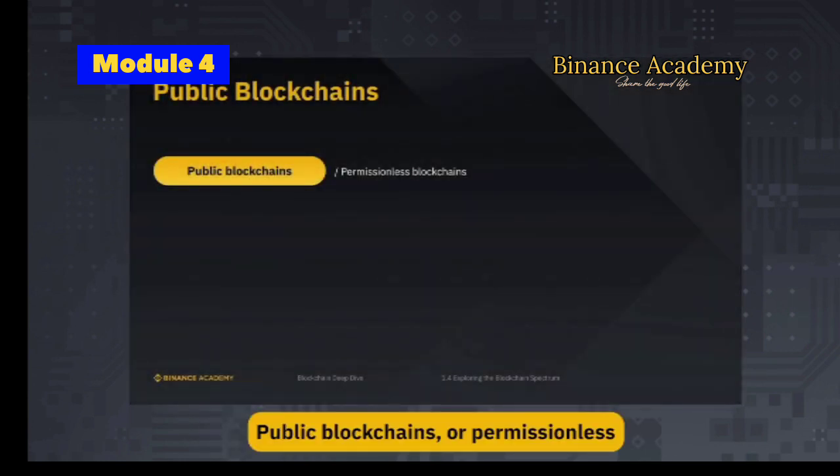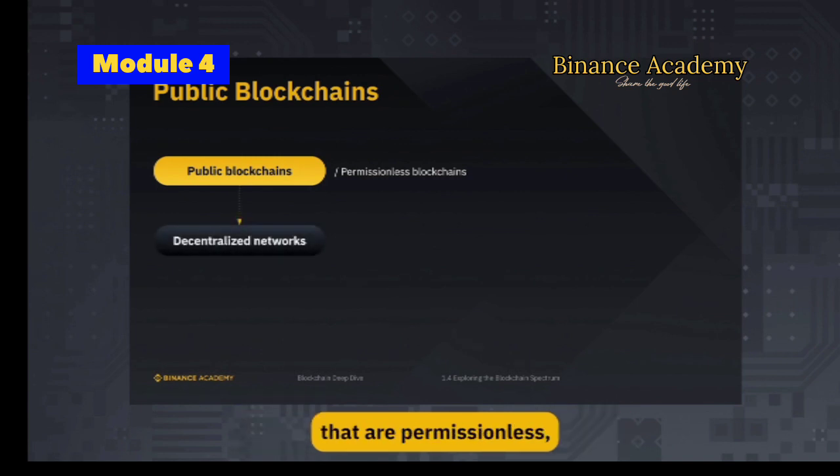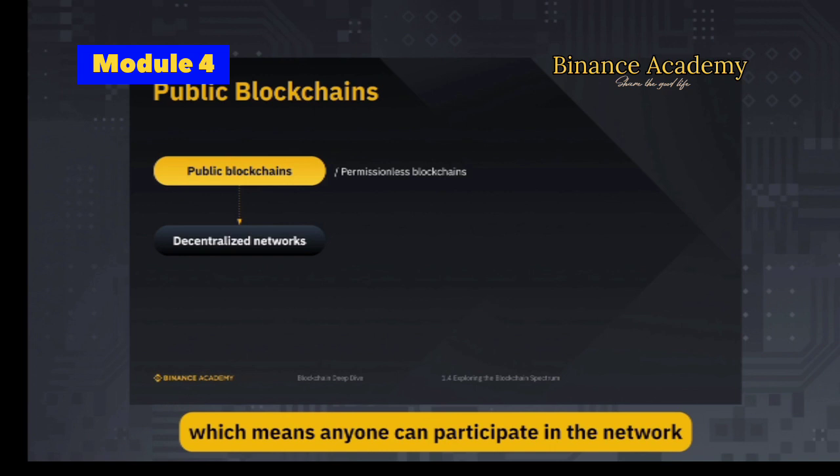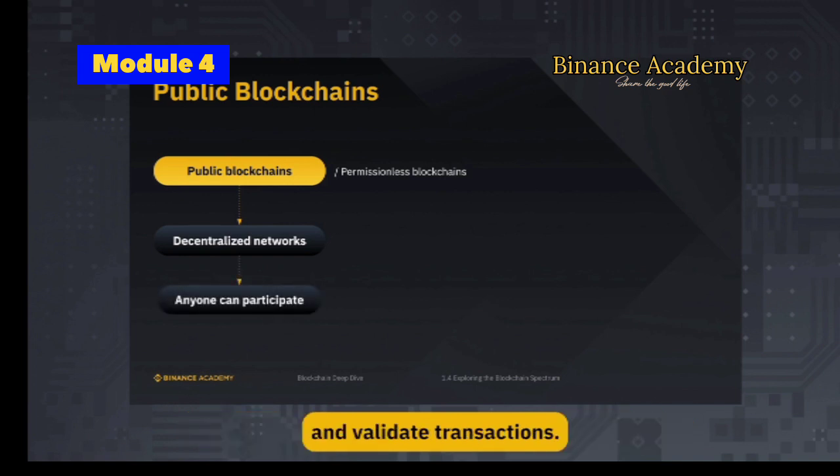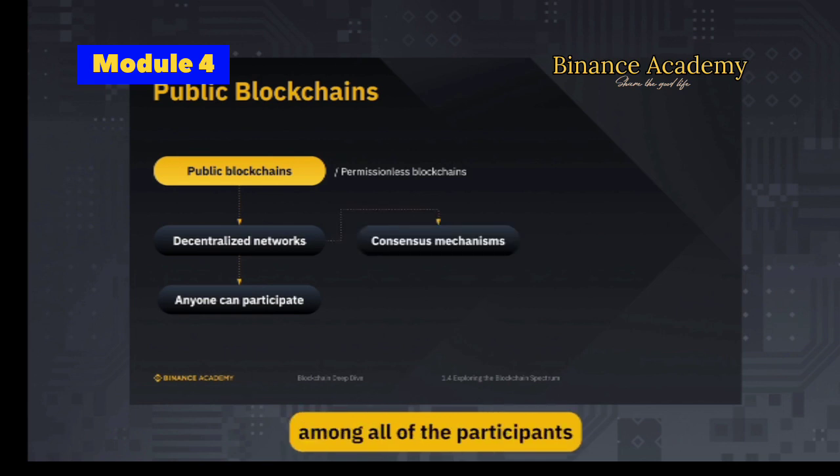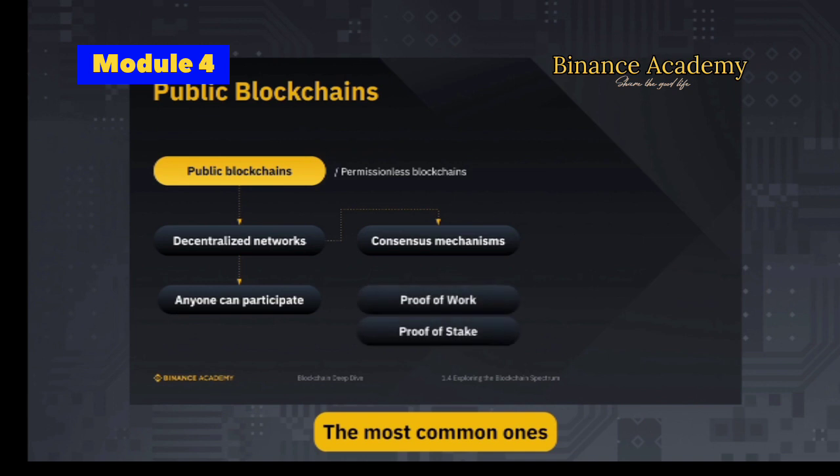Public blockchains, or permissionless blockchains, are decentralized networks that are permissionless, which means anyone can participate in the network and validate transactions. Consensus among all of the participants is achieved through various mechanisms, the most common ones being proof of work and proof of stake, as discussed in the previous module.